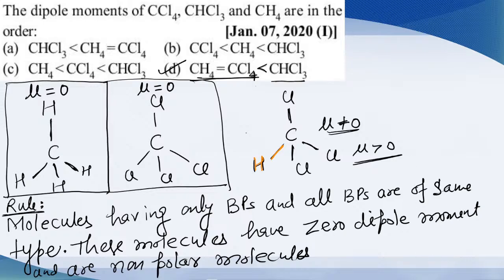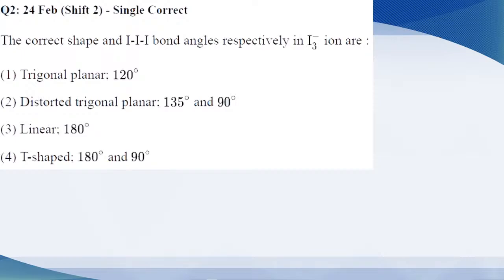Again, a question from 2020. Next question. These are the questions from 2021. JEE Main 2021. The correct shape and bond angle respectively in I3 negative ion are. So we have I3 negative. Treat I3 negative as I2 negative. Keep in mind, whenever the same type of atoms are there, one of them should be taken as the central atom. So one iodine is taken as central.